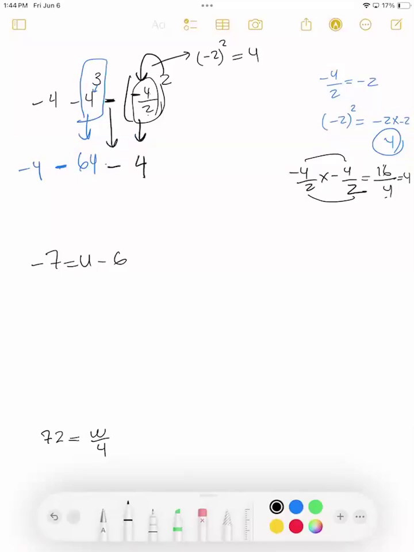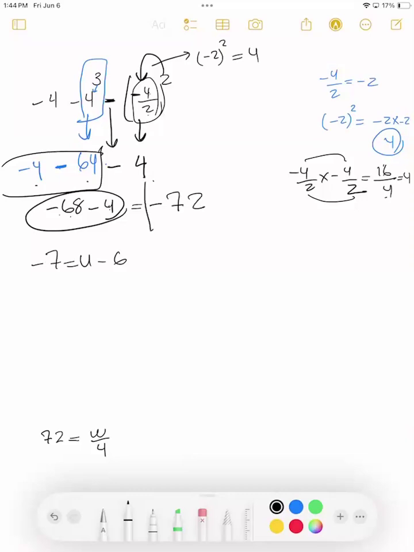Then I carry the negative. So I have a negative 4, negative 64, and negative 4. I add these two, I get negative 68. I add these two because I have a negative and a negative. I get negative 72. You add the two negative numbers. And here you add the two negative numbers.